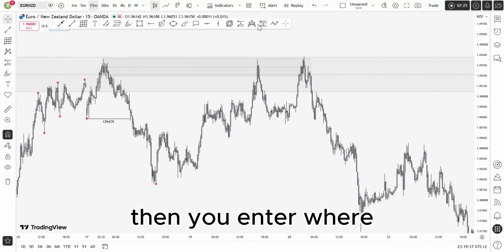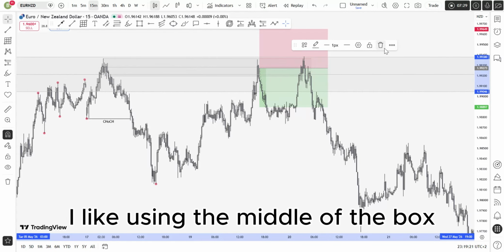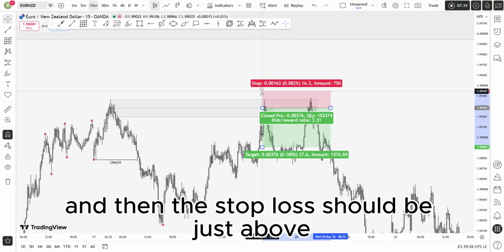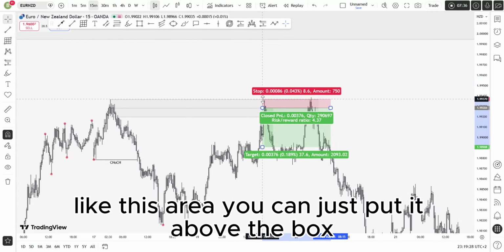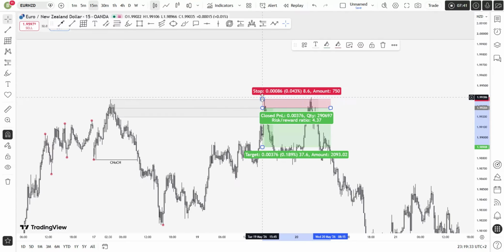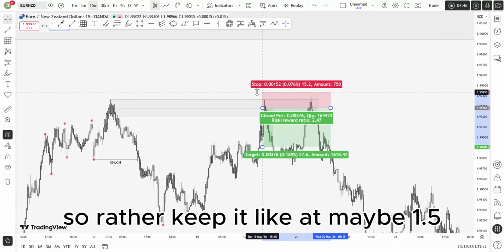Then you enter around here in the middle of this box. I like using the middle of the box. Let me just remove the first one. So I like using the middle of the box, and then the stop loss should be just above this area. You can just put it above the box, but if you put it above, you see that this one would have been a loss. 8.6 pips would have been a loss. So rather keep it at maybe 1.5.